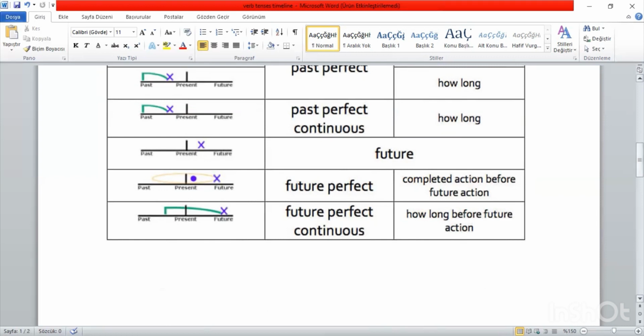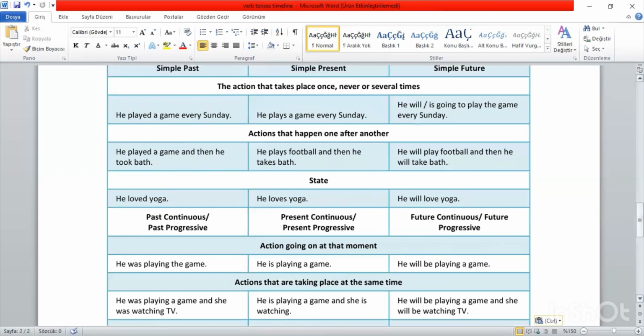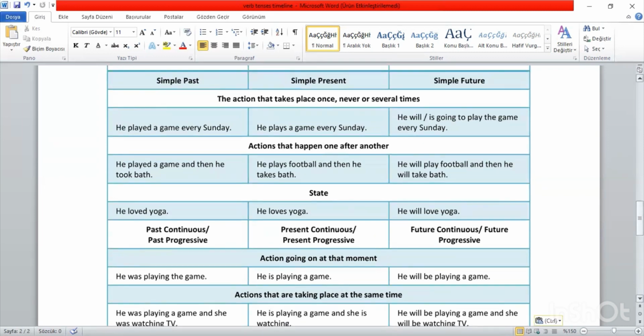Okay, so we have another table here where we can observe examples of the verb tenses. We can see the examples and we can see the grammatical structure. Okay, so let's see. The first one is past simple tense, or simple past. The grammar is verb two, right, for positive sentences. By the way, we can use a regular or irregular verb for verb two. For example, he played the game every Sunday. For present simple tense, we use s, or sometimes we use the verb in base form. For example, here we have s. He plays a game every Sunday.